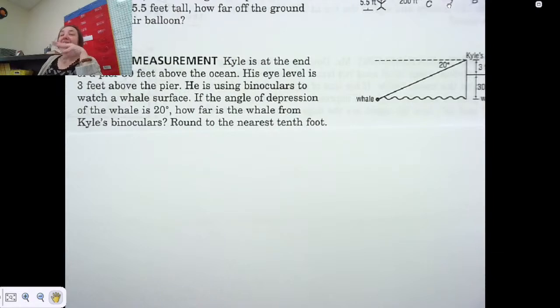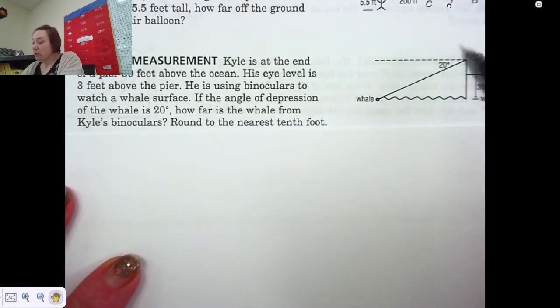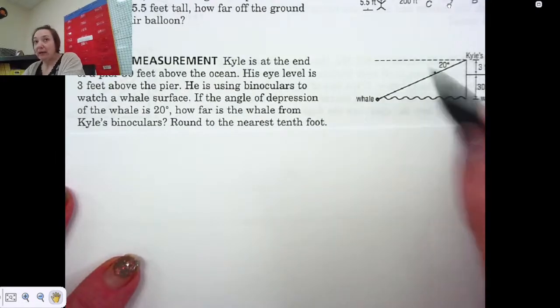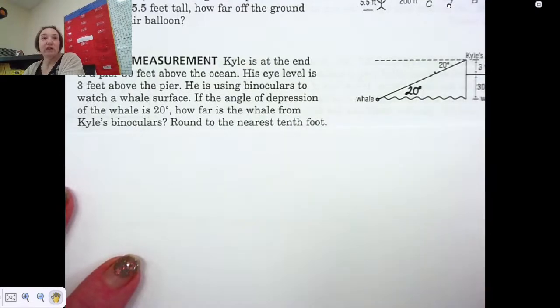Okay, so I do really appreciate that you guys noticed immediately that Kyle was only 3 feet tall. I love that because that's the first thing I think too. Wait a minute, why is Kyle 3 feet tall? Right? Okay, now here's the thing that we know for sure. This angle is 20 degrees, which tells us, what about our triangle? This angle is 20 degrees because they're alternate interior angles, right? And that one up there is going to be 70, right?